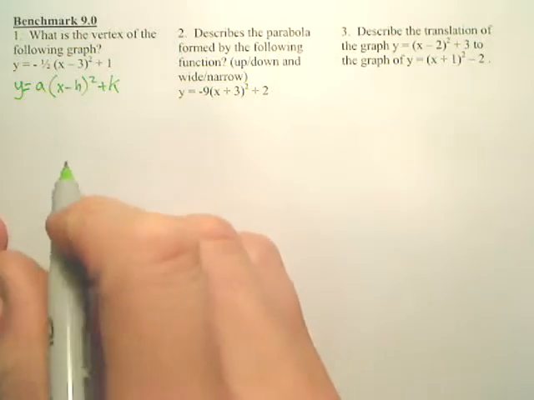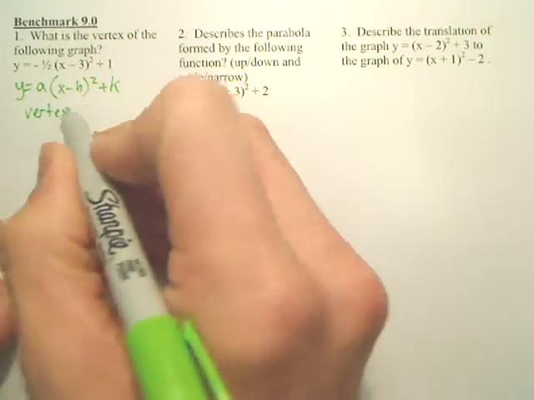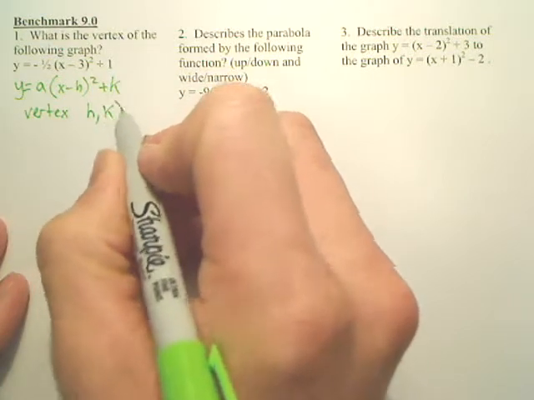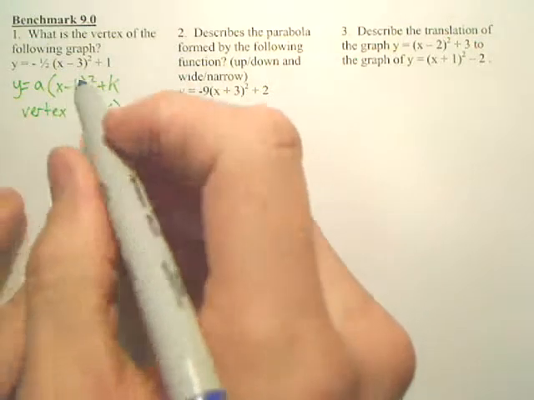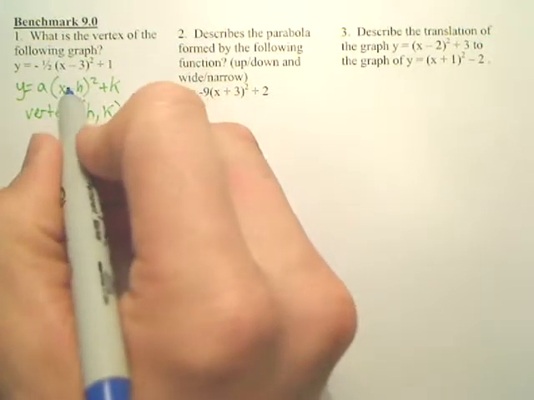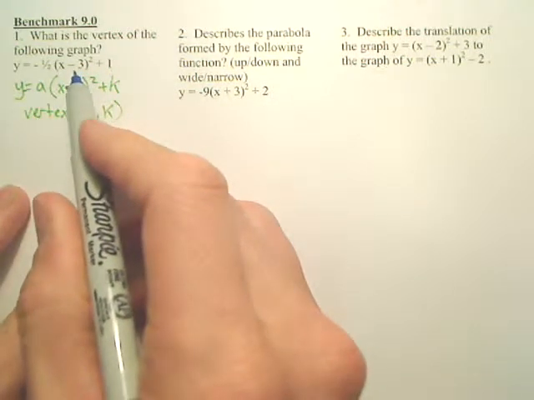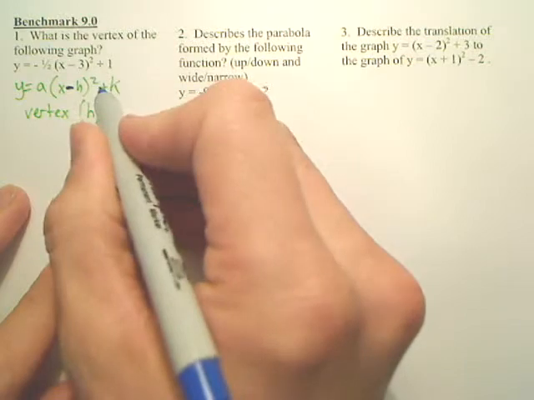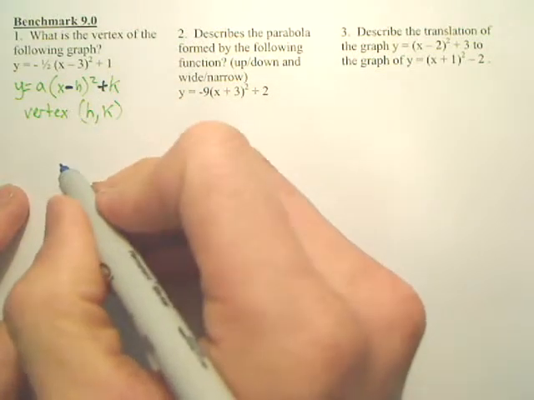Alright? The vertex is (h, k). So basically we need to know what h and k are. Since there's a minus right here, that means the opposite of whatever number is right here. Since there's a plus right here, that means just take that number.